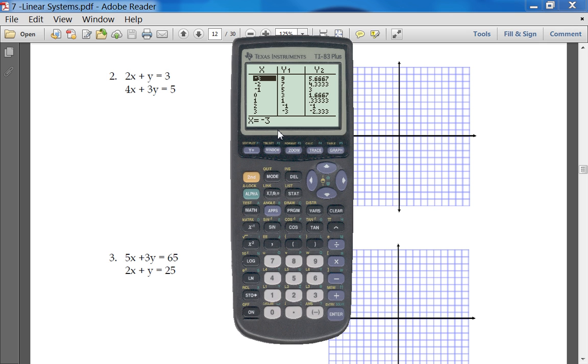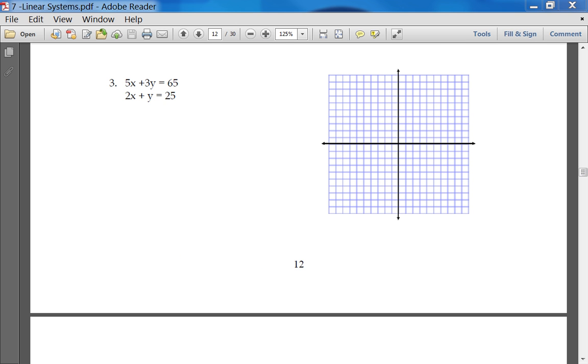Okay, I'll give you time for number 3. For number 3, when you go to isolate the first one, you want to send the 5x over. It becomes minus 5x. Then you have to divide by 3.